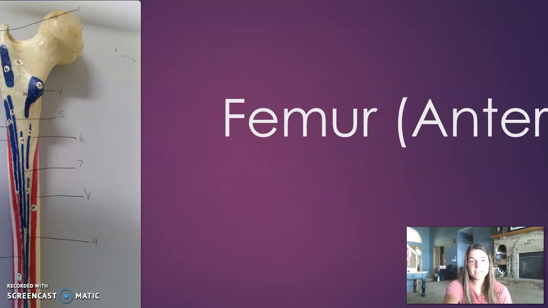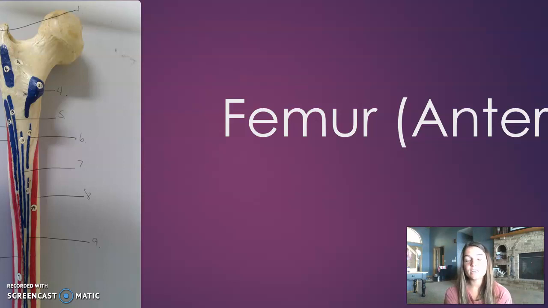Next we'll go to the anterior side. Number 1, it kind of cut off, but number 1 is the insertion for the gluteus medius. Number 4 is the insertion for the iliopsoas. Number 5 is the insertion for the adductor magnus. Number 6 is the insertion for the pectineus. Number 7 is the insertion for the adductor brevis.